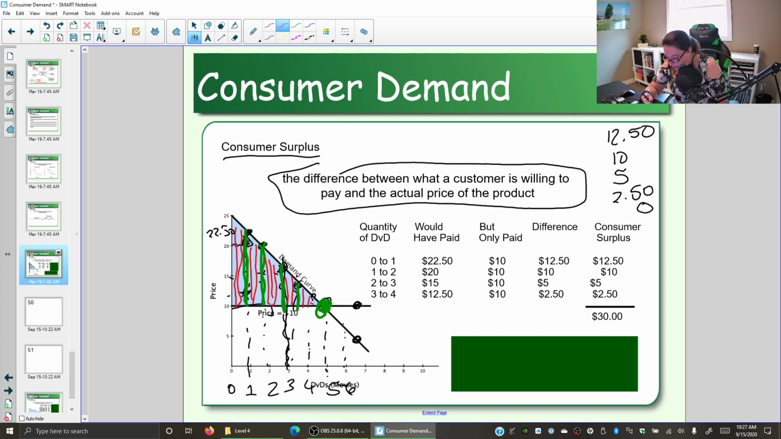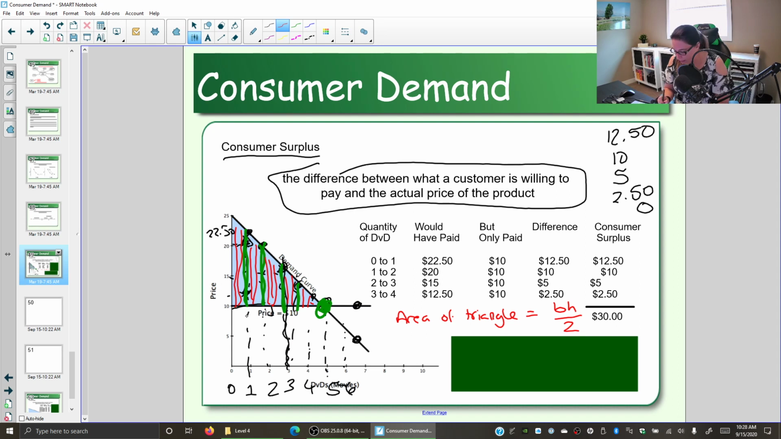So to measure the consumer surplus in that case, we need to be able to find the area of a triangle. Do you remember how to find the area of a triangle? Well, we take the base times the height. That would give us the area of a square. And since a triangle is half of that, we do base times height divided by 2.